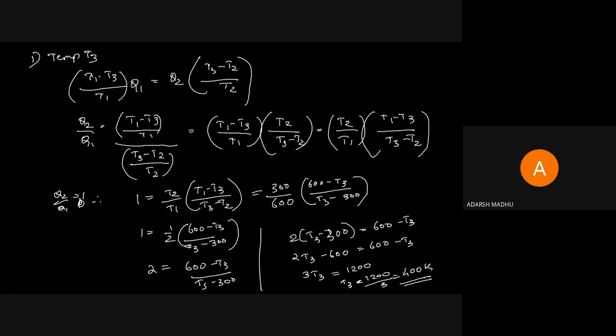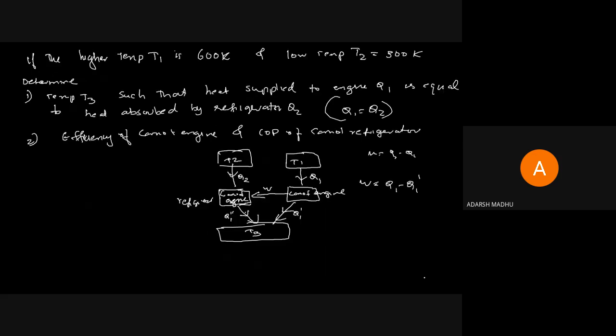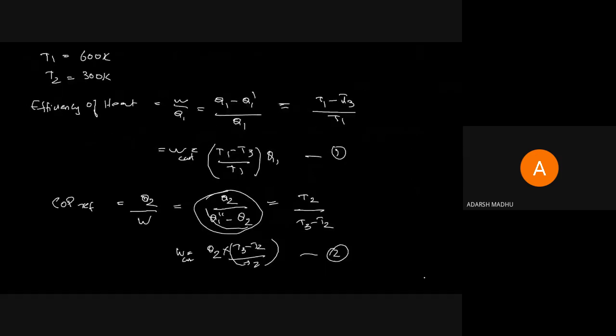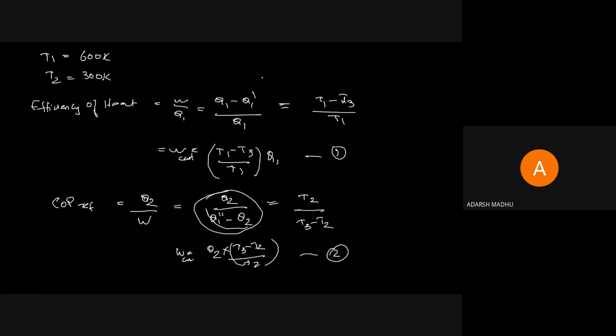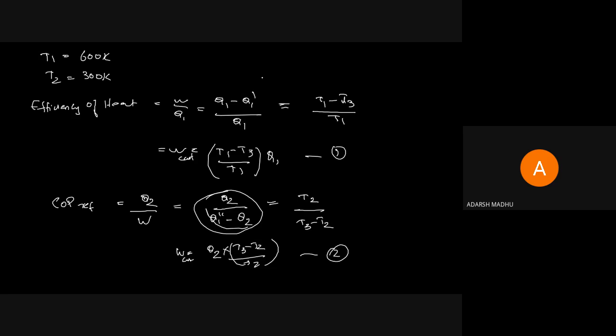So the next question is to find the value of the efficiency of the Carnot engine and the COP of the refrigerator. The efficiency of the Carnot engine is T1 minus T3 divided by T1, that we have written here. So the efficiency of the Carnot engine is T1 minus T3 by T1, and the COP of the refrigerator is T2 by T3 minus T2.